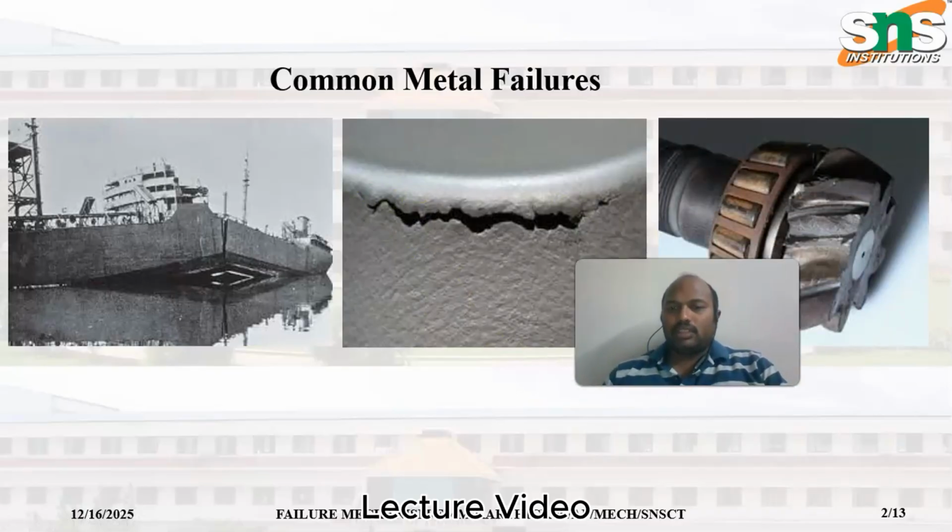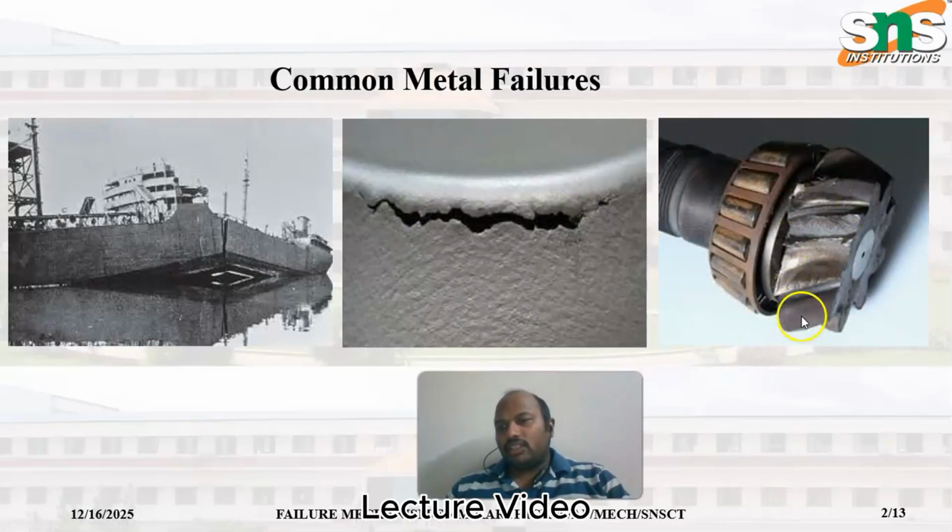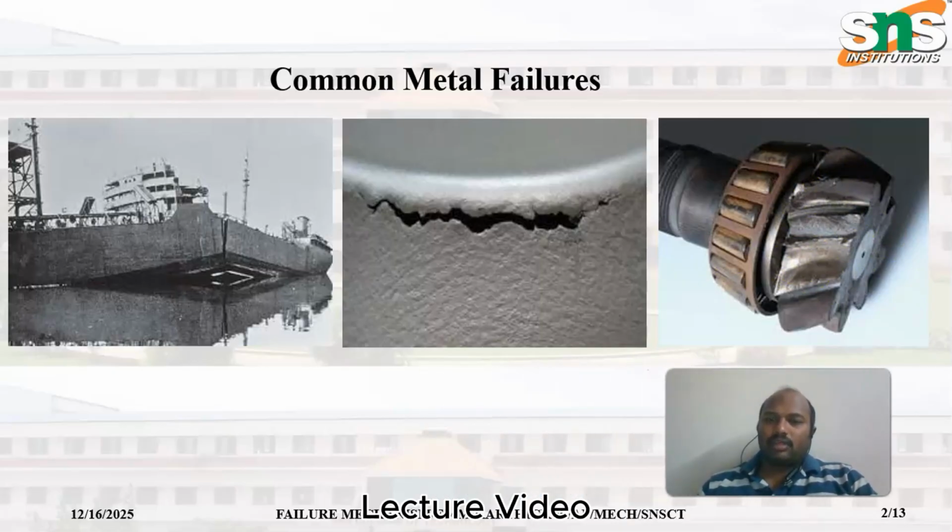The third one is a broken shaft. Maybe it's a helical gear shaft. So in these three things, what is the one common thing you're finding? It is failure, right? Here the Liberty ship got broken. Here the crack has propagated and some void has been created. You can see there are some more cracks in this helical gear.